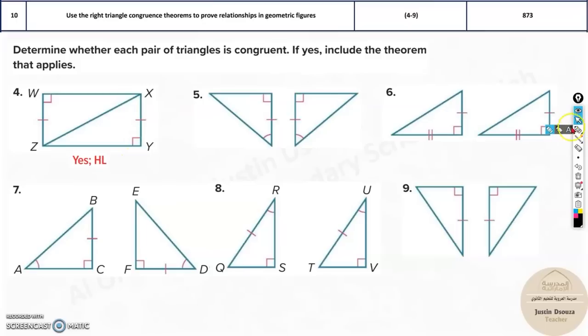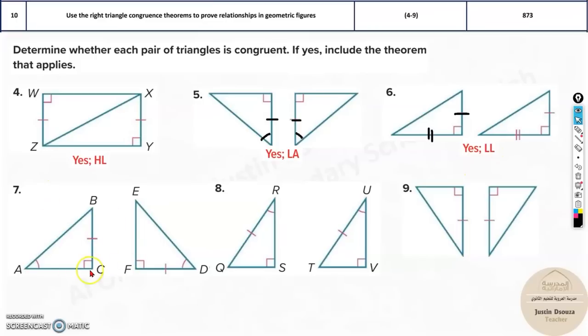What about this one over here? This also we just now saw, there is an angle and the leg over here. So it is leg and angle, LA. Now over here we have 90 degree and then there are two legs. They all are congruent. So it's leg and leg congruency.